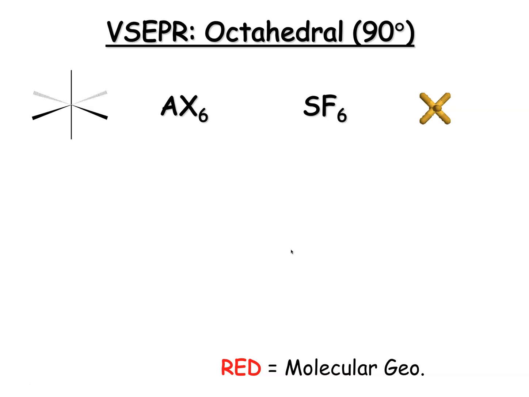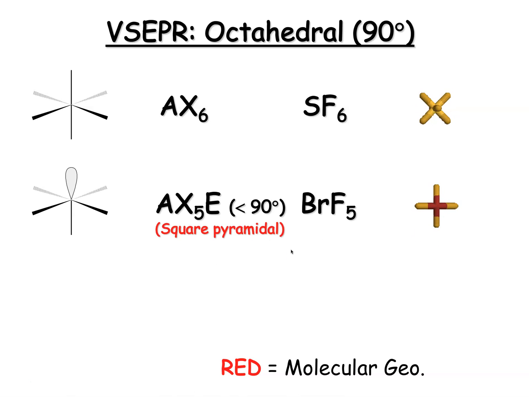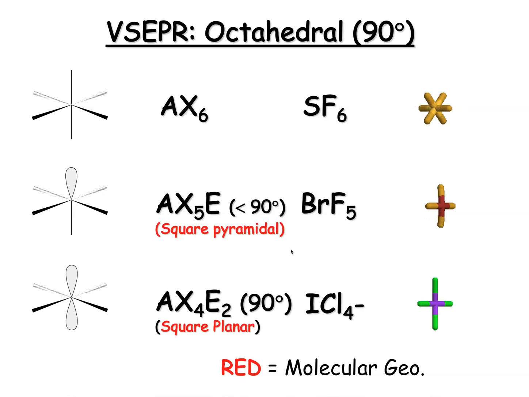And our last one, AX6, octahedral. If we have 1 lone pair, we're now a square pyramid. And if we have 2 lone pairs, we're now square planar. Again, the whole purpose of these shapes is to make all electron pairs as far apart from each other as possible. Questions on VSEPR?